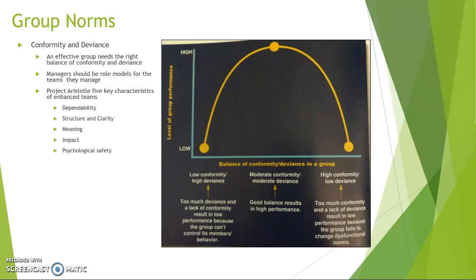The textbook identifies conformity and deviance as part of a healthy group. The group should have moderate conformity and moderate deviance. See image on the right. The right amount of conformity provides a safe and constructive work atmosphere, and the right amount of deviance allows each member to think differently without putting the group at risk.